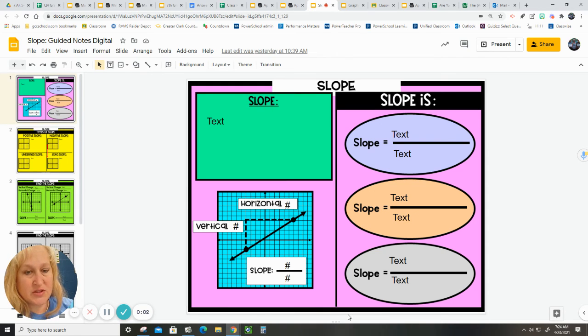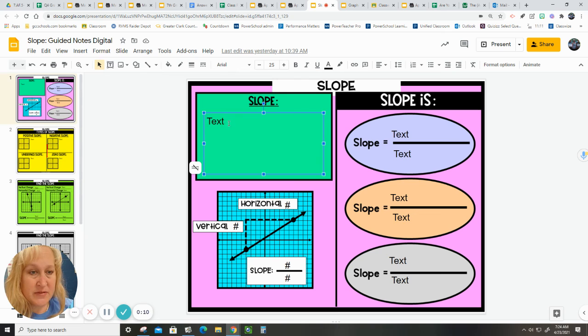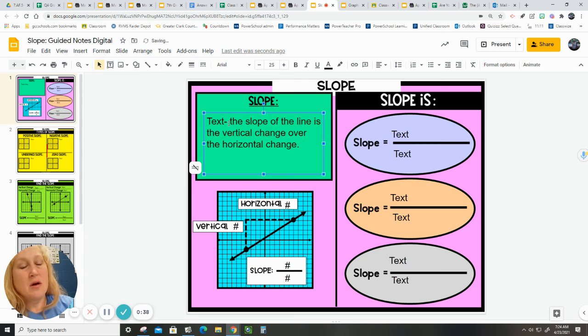Okay, slope is determining the rise over the run, or the vertical over the horizontal. So we're going to type that definition in there. The slope of the line is the vertical change over the horizontal change. So let's put that into what makes sense.